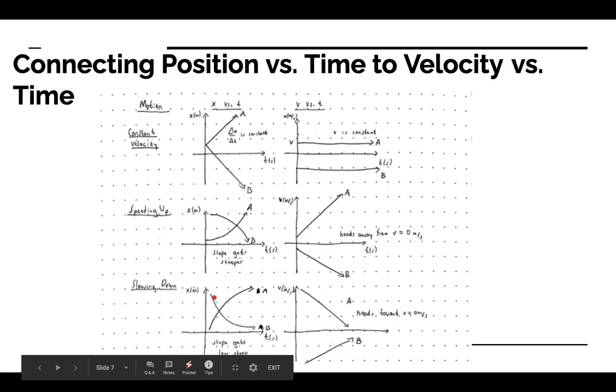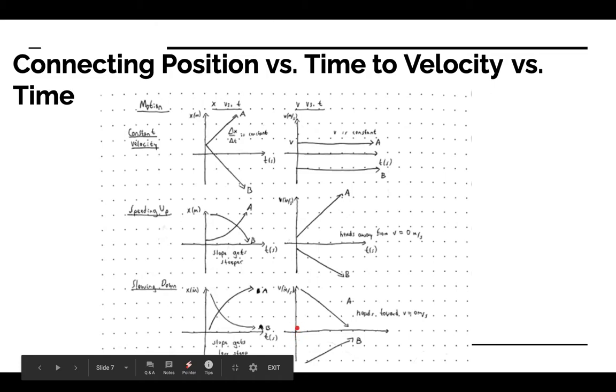And for B, if our position is decreasing, we're heading towards the left. Our slope is going to get less steep, but it's going to be negative, indicating we're heading toward the left and we're slowing down. On the subsequent velocity versus time graph, that means our velocity will be negative. And because we're slowing down, we're going to head towards the time axis, meaning we're heading towards the 0 meters per second mark on the time axis.